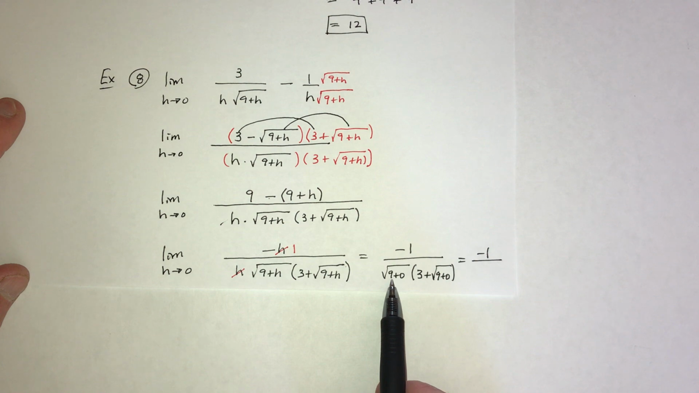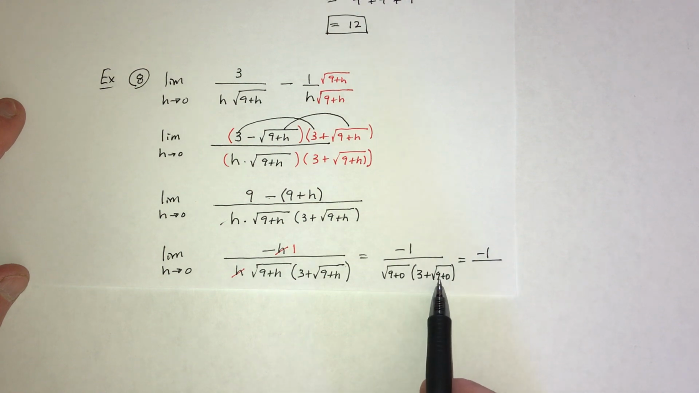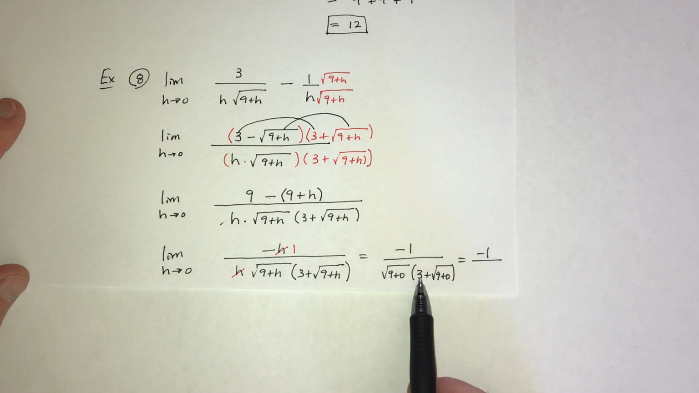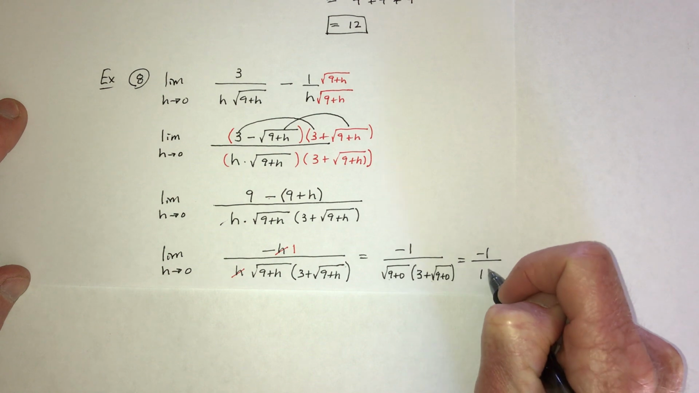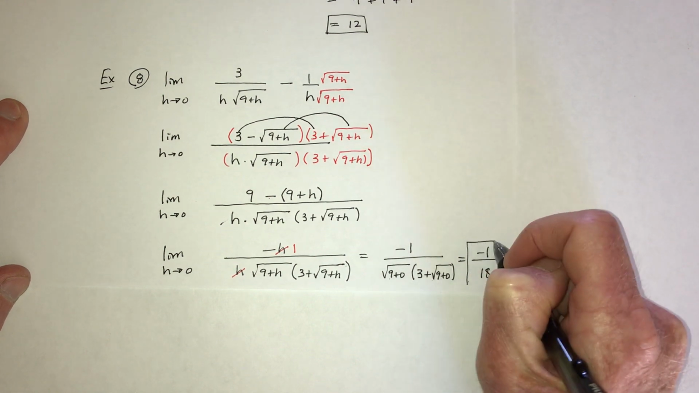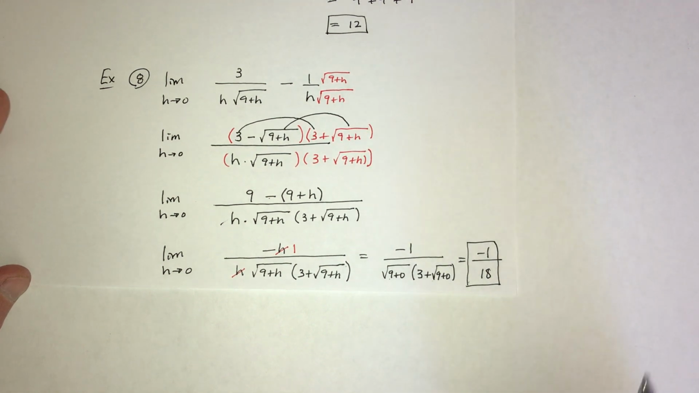This is going to be the square root of 9, so that's a 3. This is also going to be a 3, and 3 plus 3 is 6. So inside the parentheses, this is 3 plus 3, so that's 6. And this becomes a 3, and 3 times 6 is 18. So the final answer is negative 1/18.